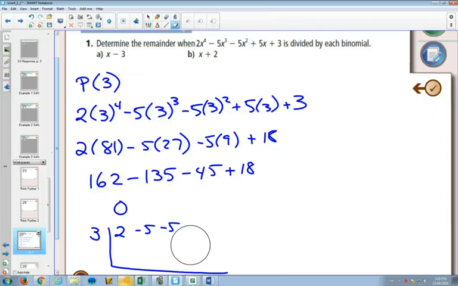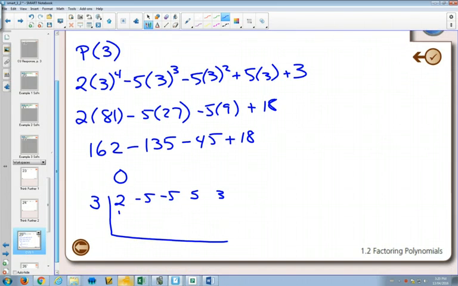Wow, that's a funny looking 5. 5 and 3. And your synthetic division looks like this. Bring the 2 down, multiply, add, multiply, add, multiply, add, multiply, add.